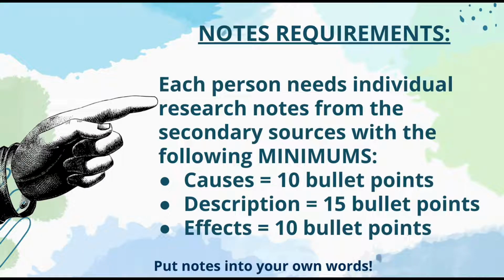So what are the notes requirements? Each person within a group needs individual research notes from secondary sources with the following minimums. You need to have 10 bullet points on causes, 15 bullet points on description, and 10 bullet points on effects. We want these notes to be in your own words and not copied word for word from history.com or Dexter's.